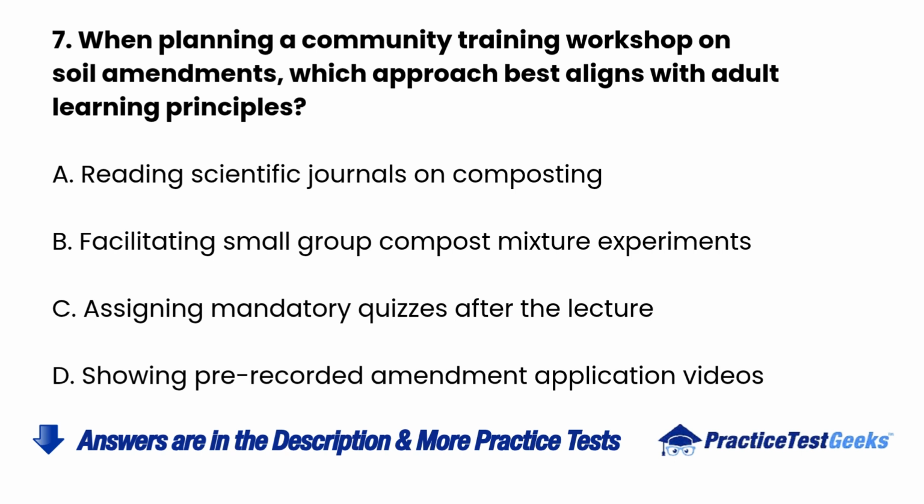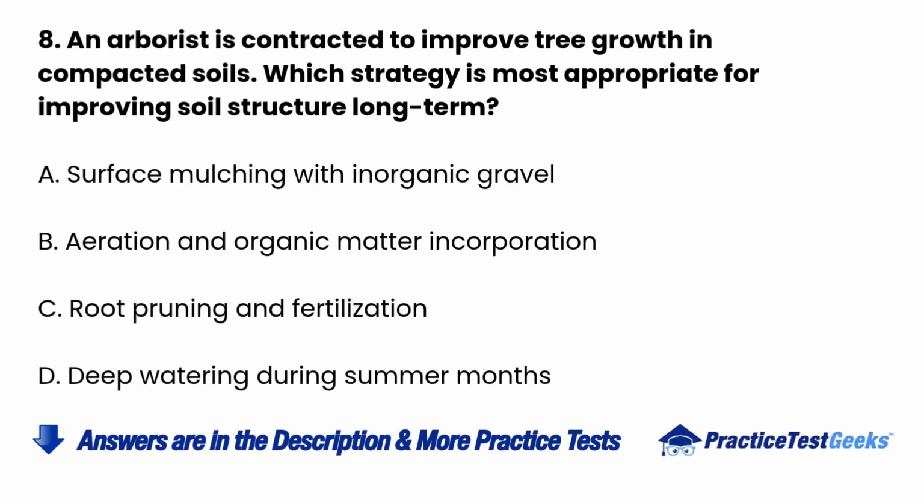7. When planning a community training workshop on soil amendments, which approach best aligns with adult learning principles? A. Reading scientific journals on composting. B. Facilitating small group compost mixture experiments. C. Assigning mandatory quizzes after the lecture. D. Showing pre-recorded amendment application videos.